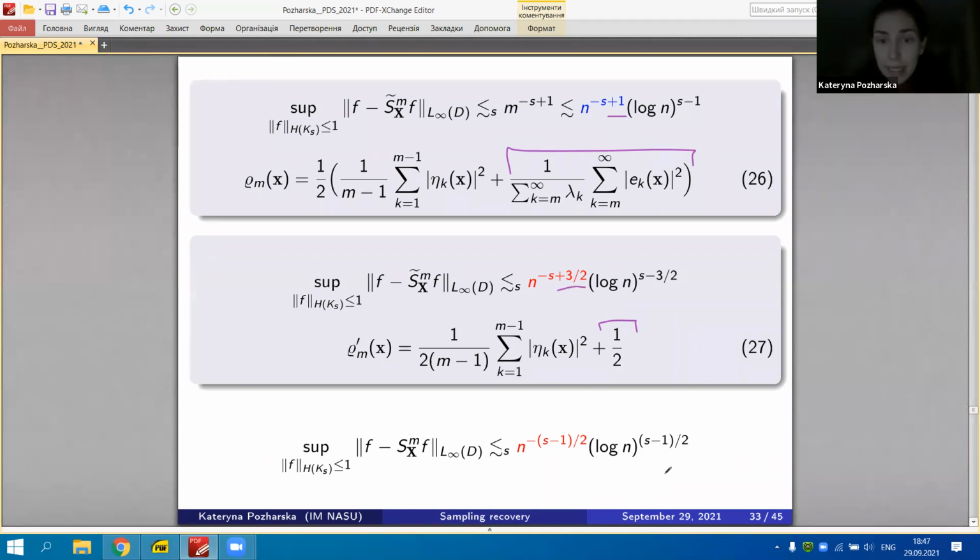The last one corresponds to this non-weighted situation, where we need to compare not m and n, but n of m and n. So even this non-weighted least squares sometimes, for small s, for s between 1 and 2, gives better results than 27 with this rho m prime. But it is never better than this estimate 26.